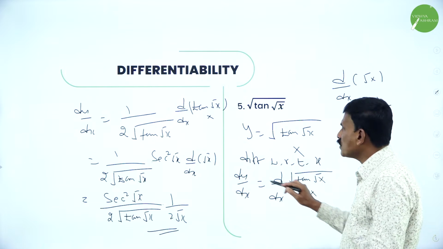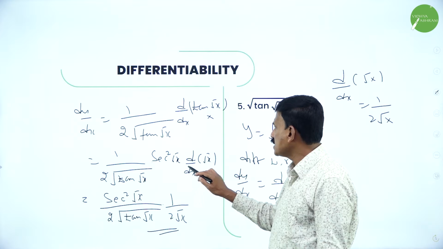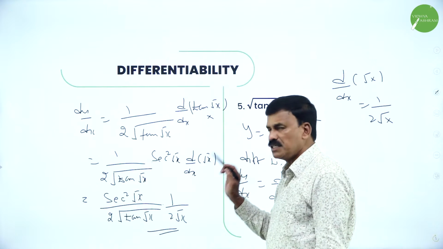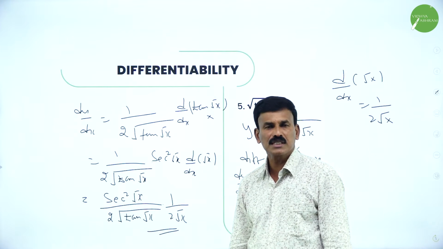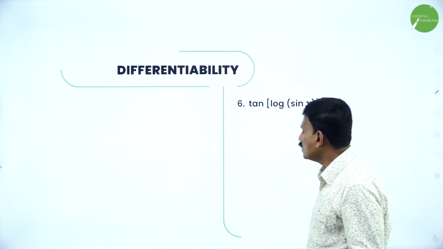Differentiation of root x is 1 over 2 root x into d by dx of tan root x. Differentiation of tan is secant square root x into d by dx of root x, which is 1 over 2 root x. That's it. Okay. Now let us come to a similar type problem.